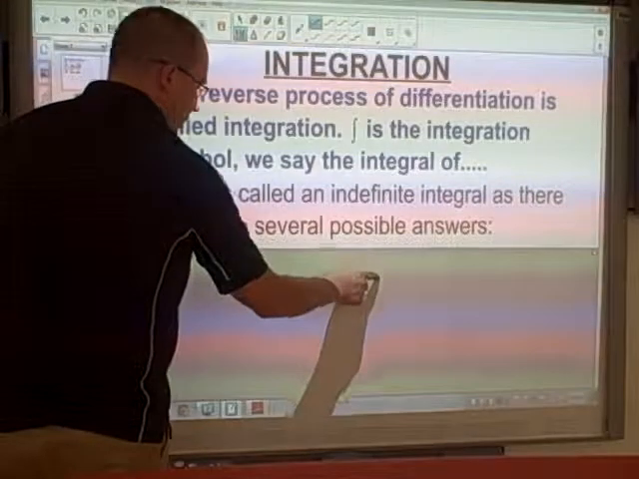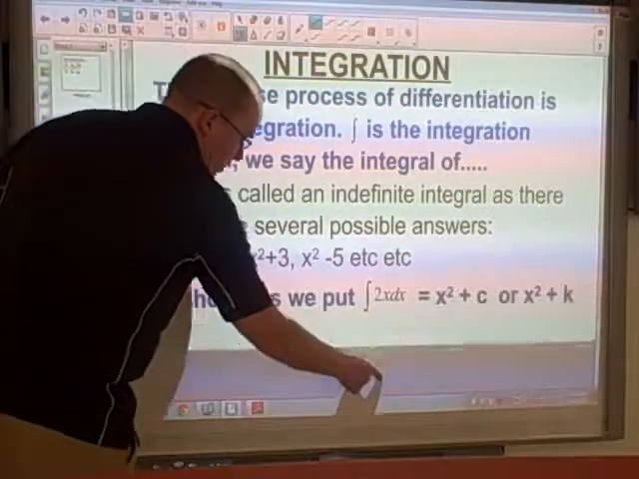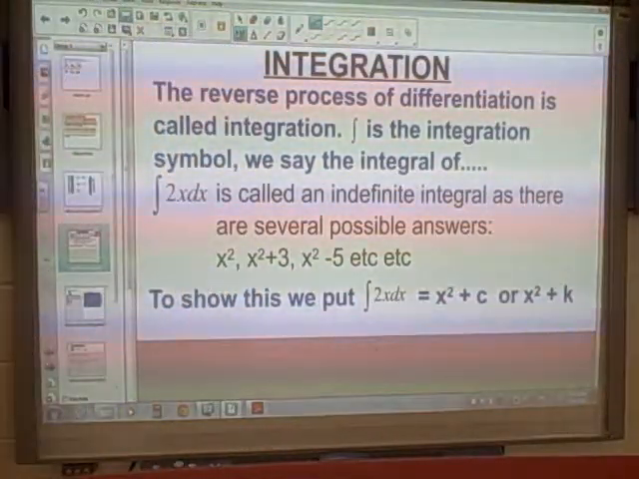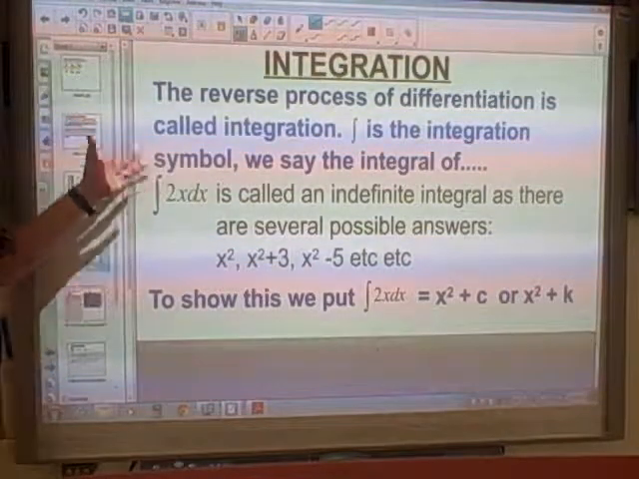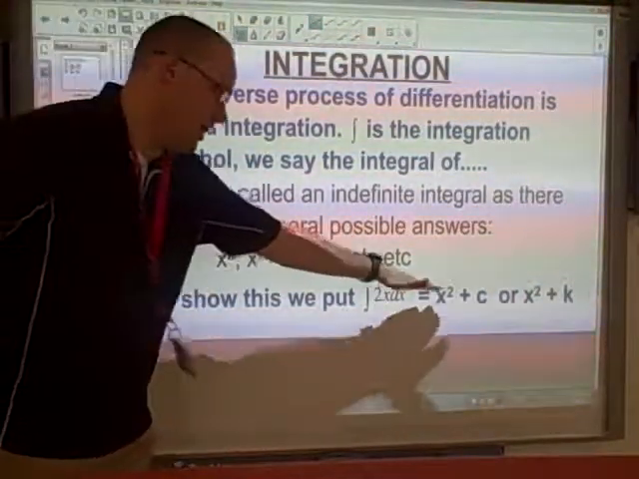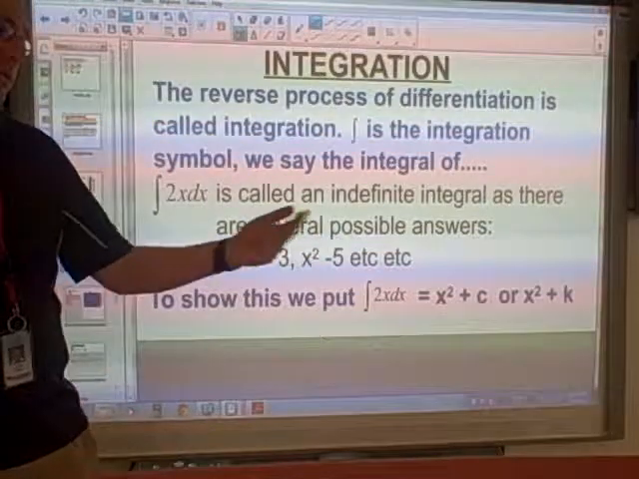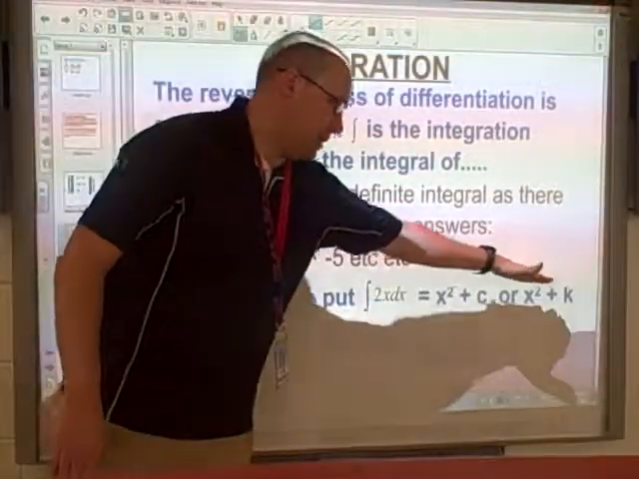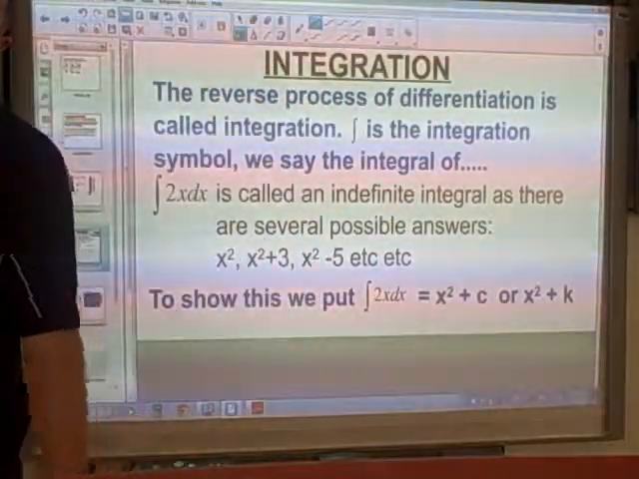Now actually we get around that problem by putting plus c at the end of the question. So we work out the integral for 2x, which was x squared, and then to show that it could be plus 1, plus 2, plus 3, something like that, then we put either plus c or we put plus k on the end of the question.